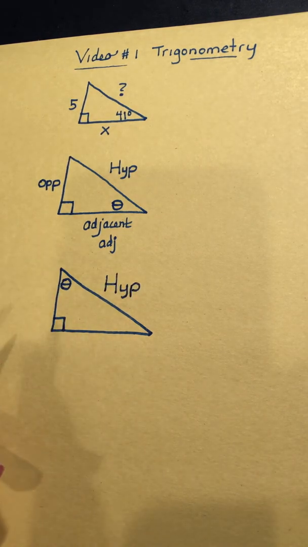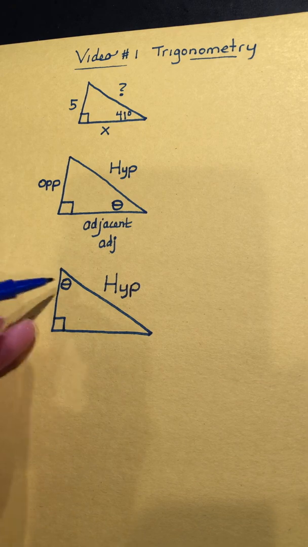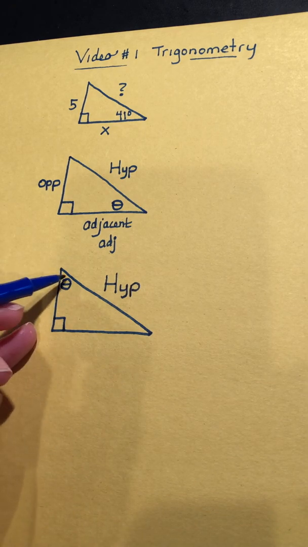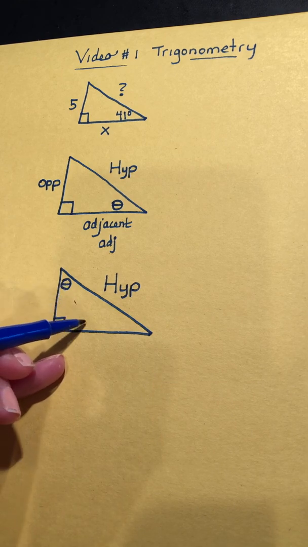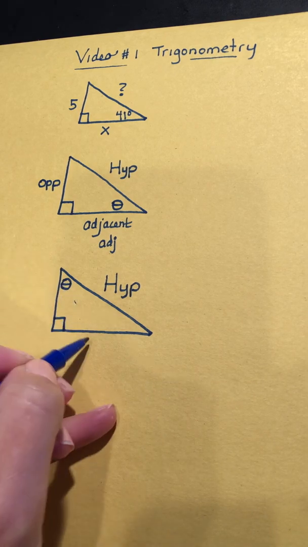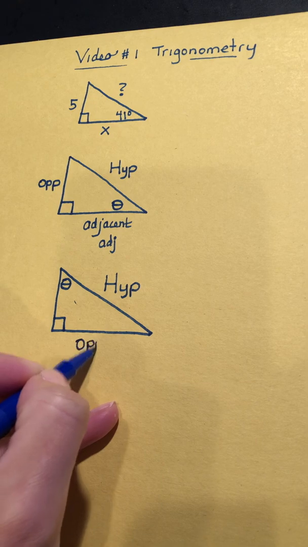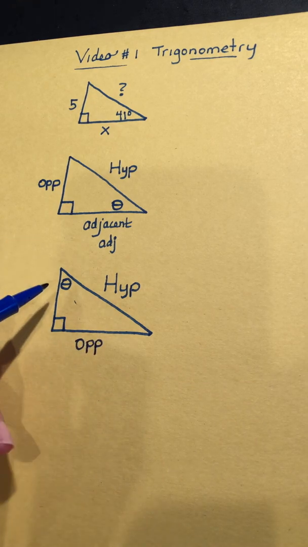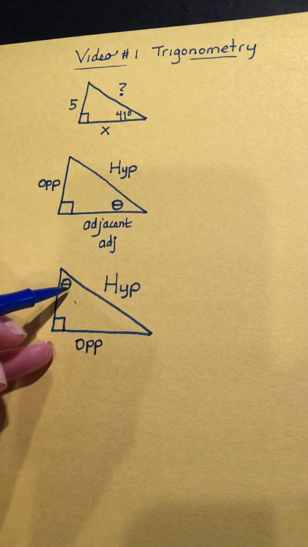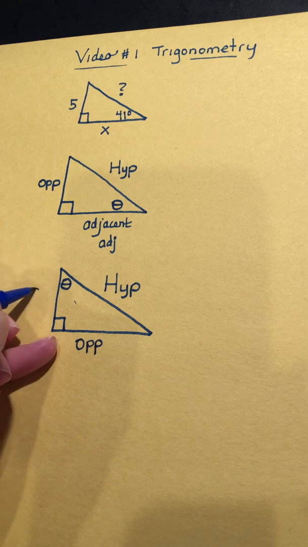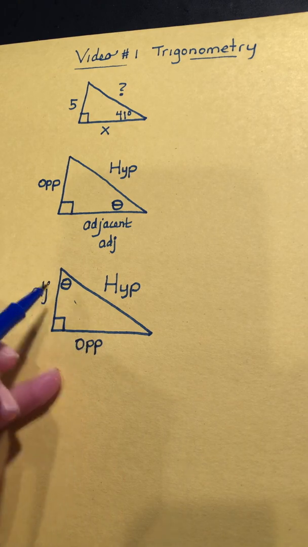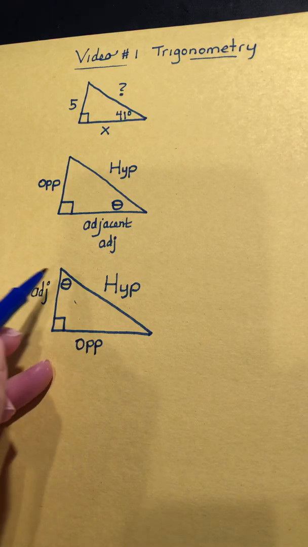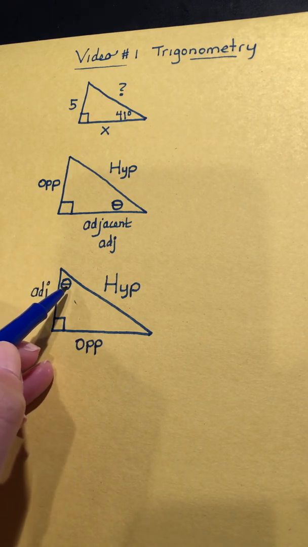Now, which side would be my opposite? I would stand in the angle theta, and the opposite side now would be the one all the way across from that angle. This would be my opposite side. My adjacent would be the one next to theta, which would be here. So I want you to understand that the opposite and the adjacent side depend on where theta is.